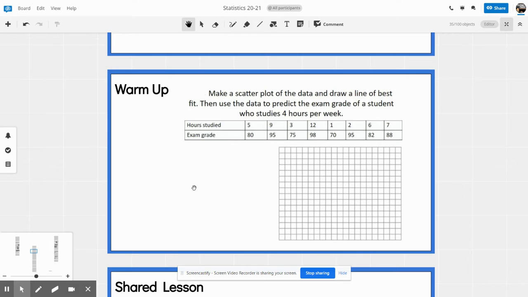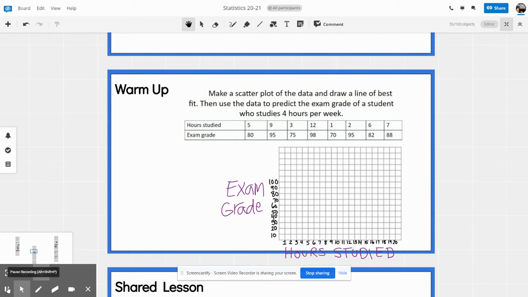You can plot your points if you are ready. I'm going to go ahead and label my graph really quick. All right, so I went ahead and labeled my graph. Now I'm going to start plotting my data. So our first point is going to be 5 hours, and our exam grade is 80%. So I'm going to go over to 5 hours. I'm going to go all the way up to 80, and I'm going to plot my first point. Go ahead and continue to do that with the rest of your data points. Go ahead, pause the video, finish up plotting your data.